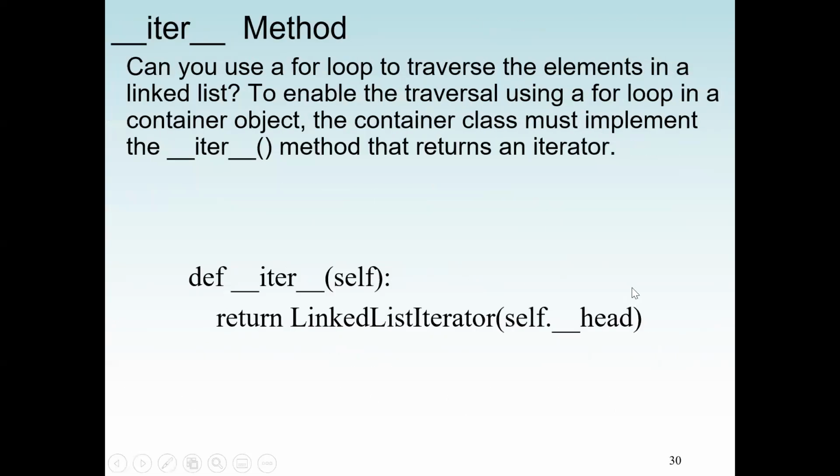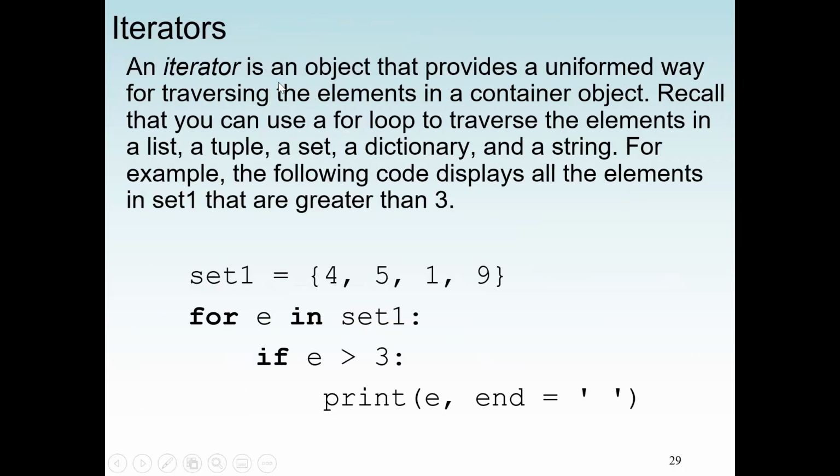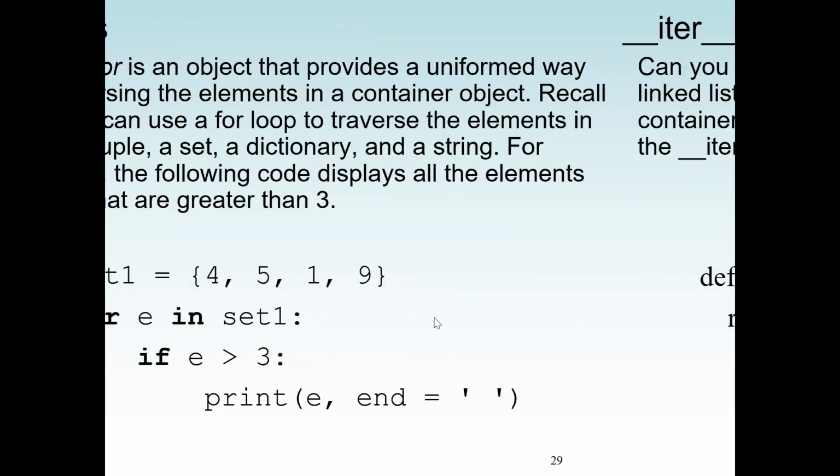At the same time, we can also use an iterator. So here we ask, can you use a for loop to traverse elements in a linked list? No. To enable the traversal using a for loop in a container object, the container class must implement the iterator. Remember, this is just a set. We can use the for loop to go through items in a list, such as an array, or a tuple or a set or a dictionary. The example here is for a set. But with a linked list, we cannot.